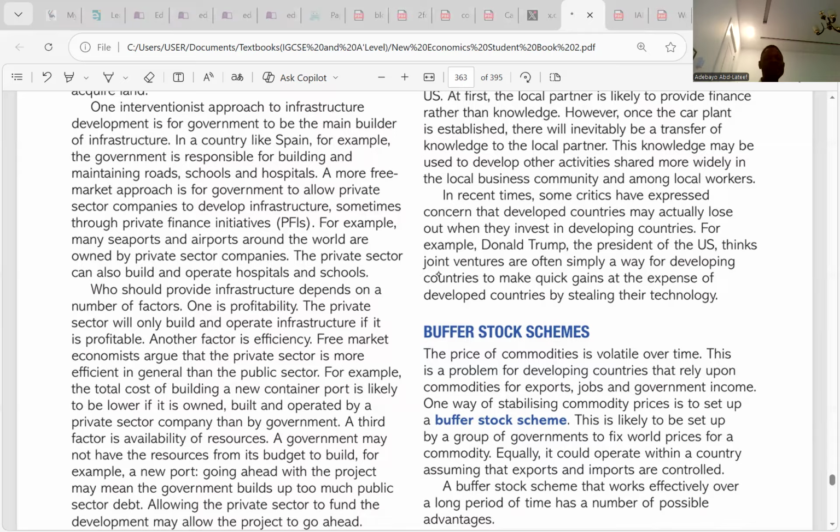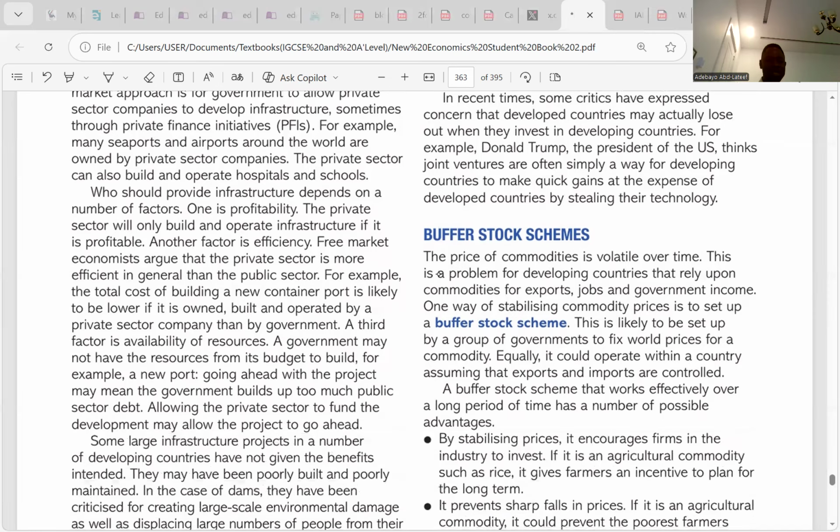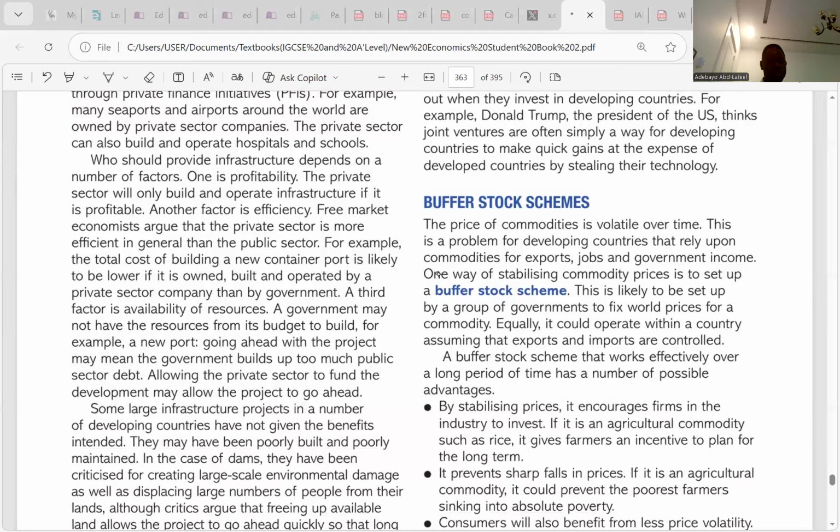A third factor is availability of resources. A government may not have the resources from its budget to build, for example, a new port. Going ahead with the project may mean the government builds up too much public sector debt. Allowing the private sector to fund the development may allow the project to go ahead. So for infrastructure, there are three things that have been mentioned there: profitability, efficiency, and availability of resources.